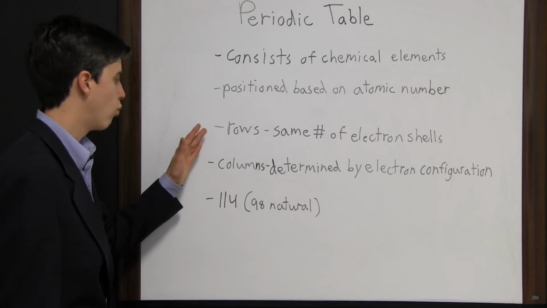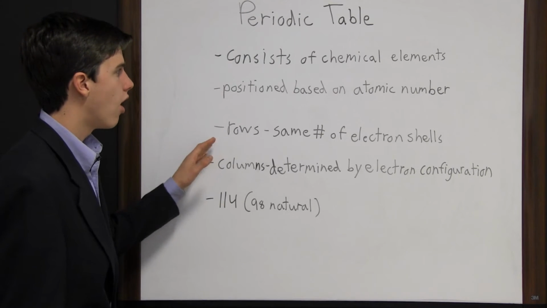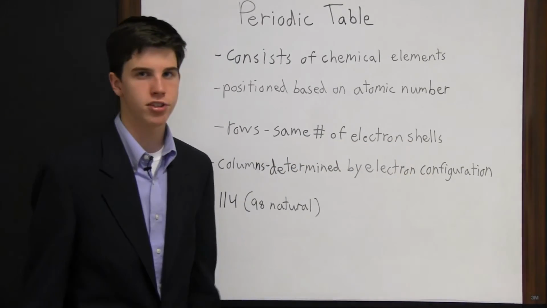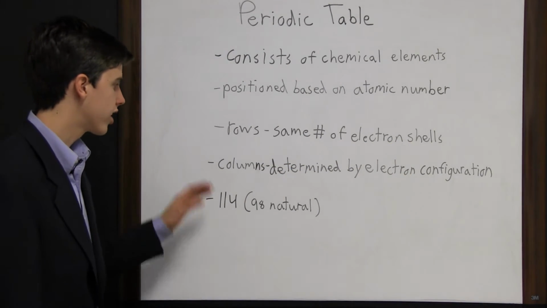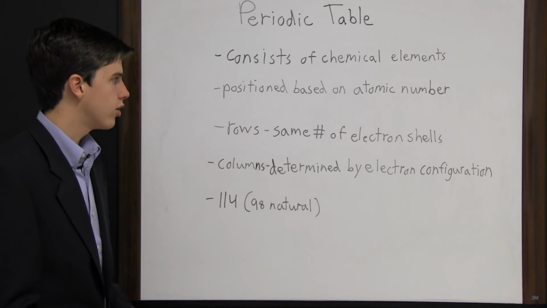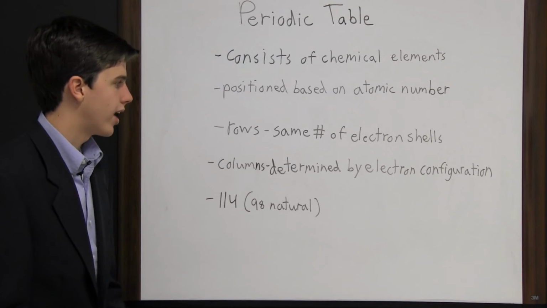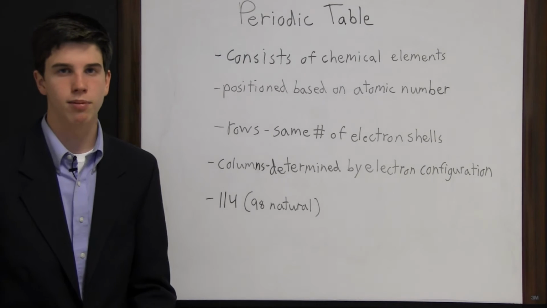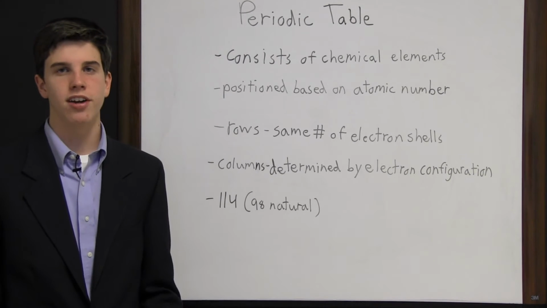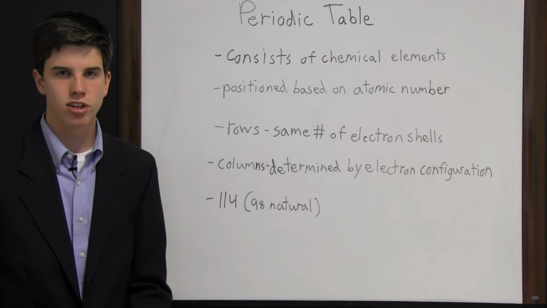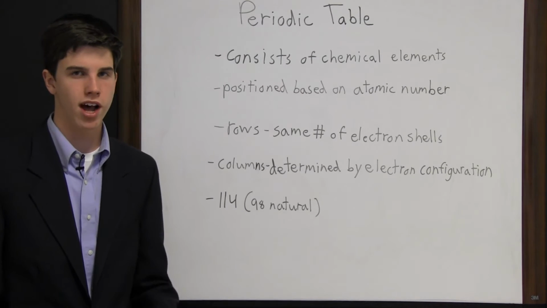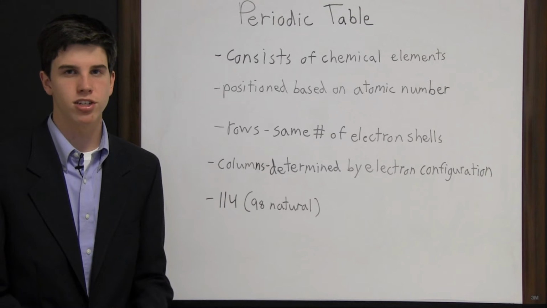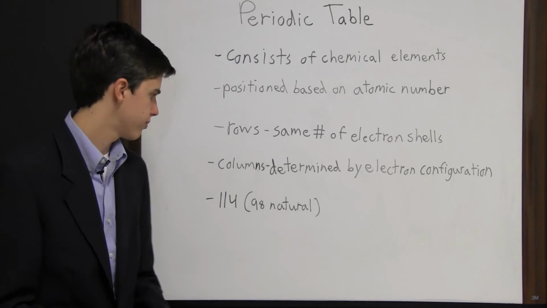So if you were to take a look at one row on the periodic table, all the chemical elements on that one row would have the same number of electron shells. And if you were to take a look at one column, all the chemical elements in that column would have the same electron configuration. So the periodic table arranges the elements in such a way that all the elements are next to similar elements. So if a scientist knew a lot about one element, he could know a lot about the elements around it just because all the elements are grouped together with similar elements.